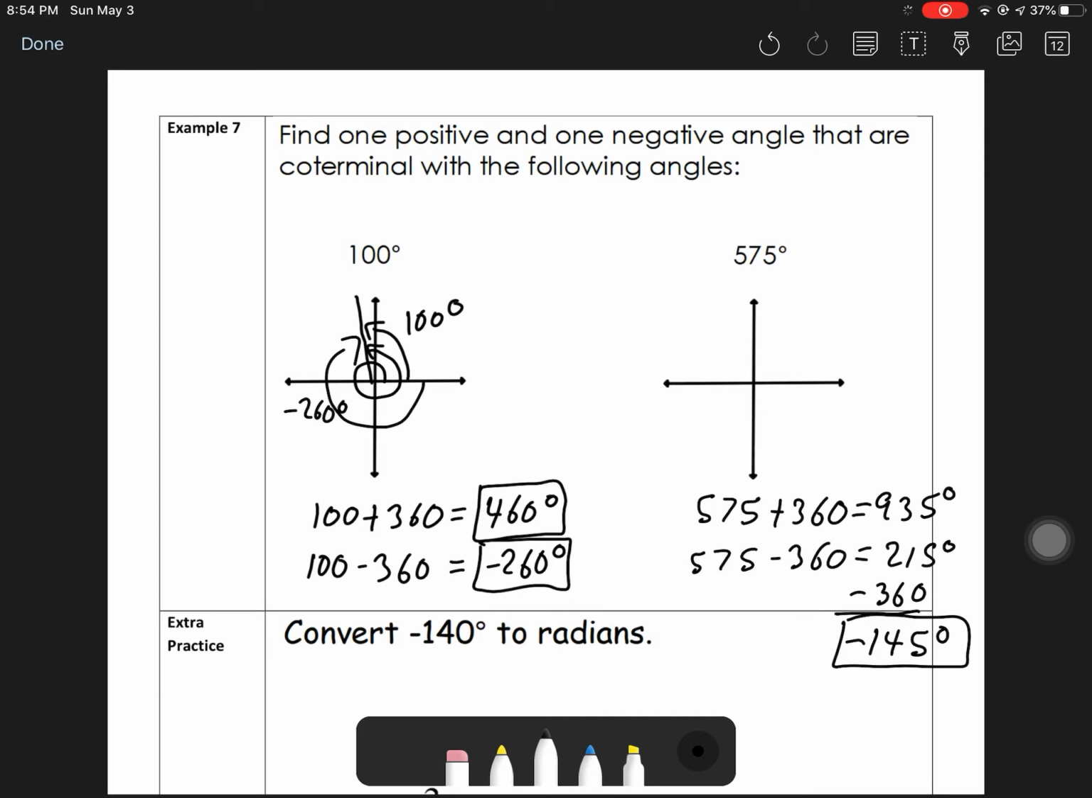So 575 would be, since it's 215, 215 is going to be in this quadrant. So that's about 215 right there. Since it's 575 though, I should go all the way around. So that's 575. Okay, so negative 145 is one of our answers, and then technically 935 and 215 are positive coterminal angles. Either one works. Just has to complete that full 360 cycle.